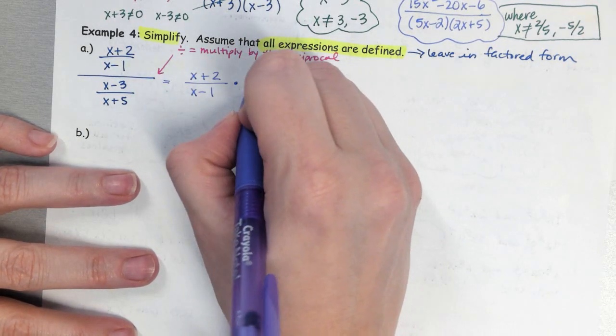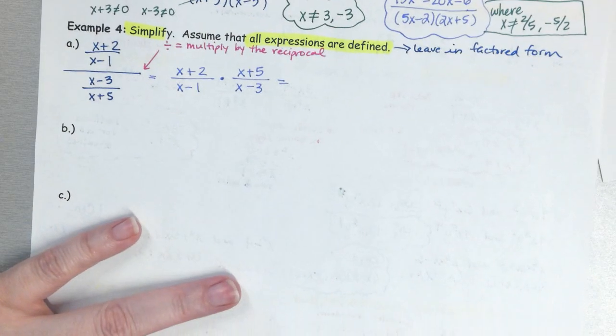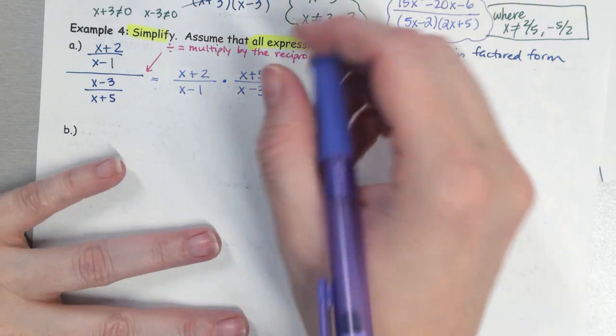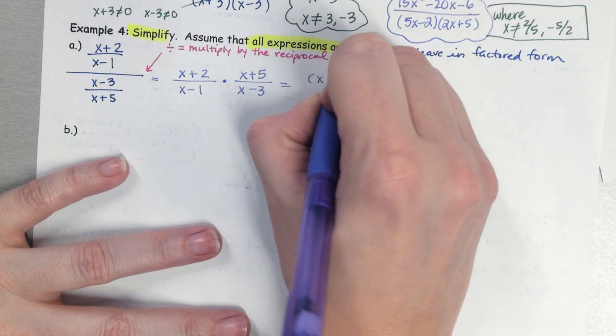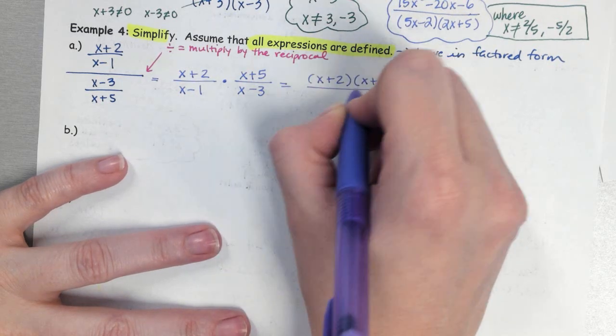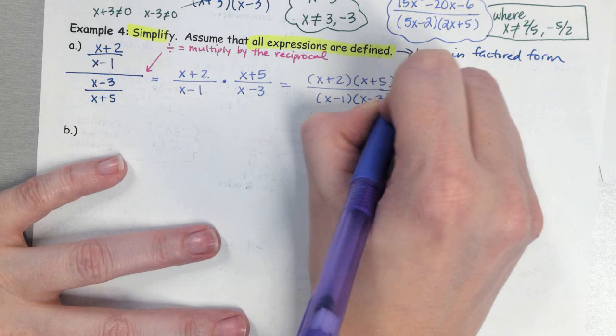Now sometimes things will cancel, sometimes they won't. So if you multiply straight across, again, I said you could leave this in factored form. That means you only have to write it like this. You don't have to FOIL it, okay? So you can leave it like this. You do not have to FOIL.